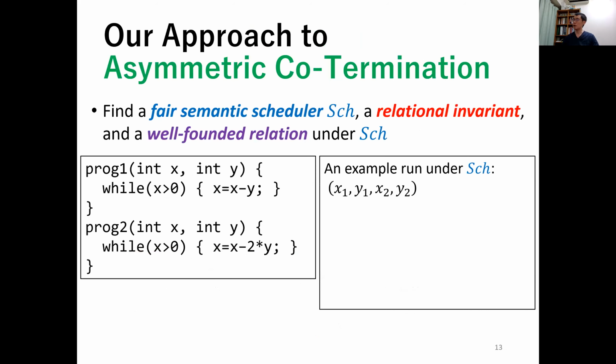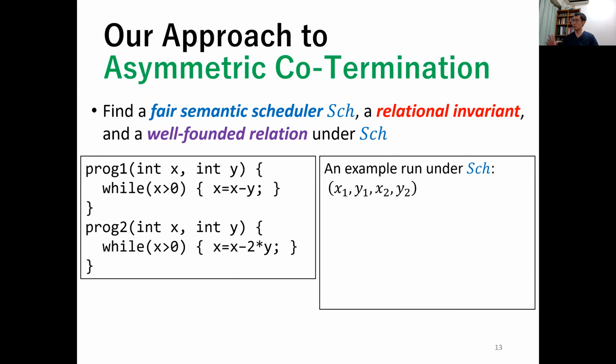All right. So we will reduce this co-termination verification problem to constraint solving. Before that, here is the informal idea of what we do. The idea is similar to what we did for K-safety. We will try to find a fair semantic scheduler and a relational invariant. In addition, we will try to look for a well-founded relation that holds under the scheduler.